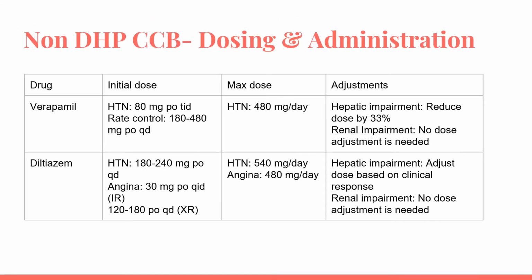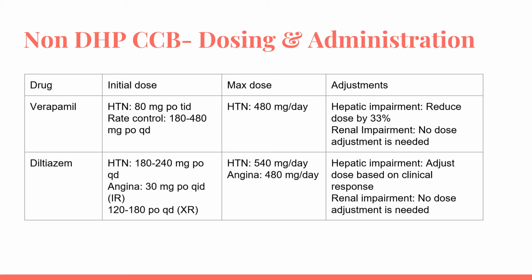Dosing and administration for non-DHP calcium channel blockers. For verapamil, the initial dose for hypertension is 80 milligrams by mouth 3 times a day, and for rate control, it is 180 to 480 milligrams by mouth daily. The max dose for hypertension and rate control is 480 milligrams a day. For hepatic impairment, we want to reduce the dose by 33%, and no dose adjustment is needed for renal impairment.